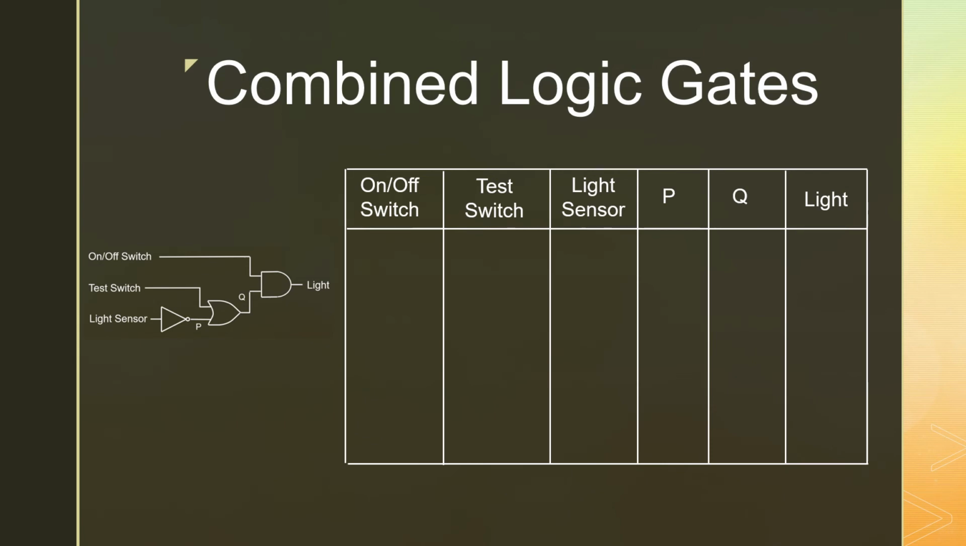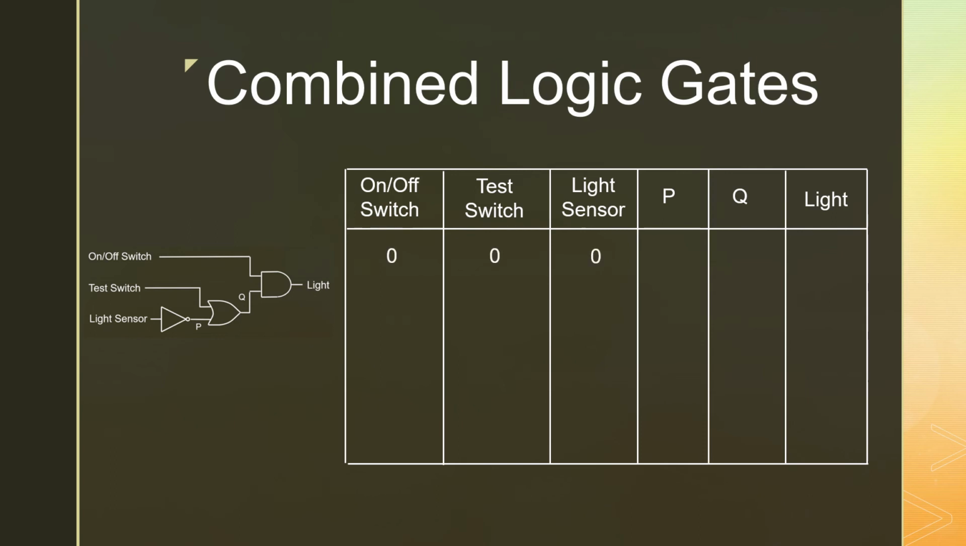Okay, so I've got a very small version of our schematic on the left-hand side here so that we can still refer to it whilst we're filling out our truth table. We have 3 inputs: on-off switch, test switch, and the light sensor. As we have with the other 3-input systems, we need to fill out all those various different combinations.